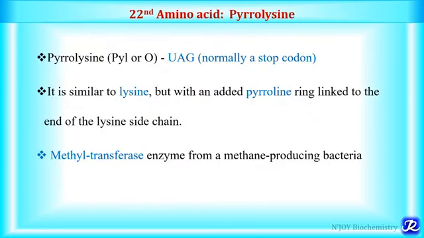Pyrrolysine is the 22nd amino acid. It is coded by the stop codon UAG. It is similar to lysine but with an added pyrroline ring linked to the end of the lysine side chain. And this amino acid, pyrrolysine, is a constituent of methyltransferase enzyme from methane producing bacteria.